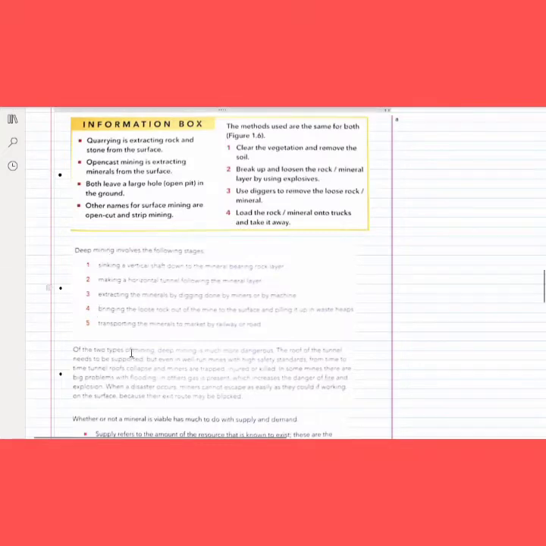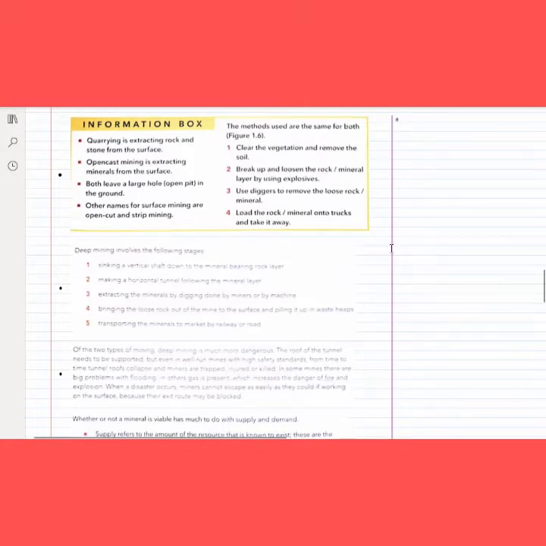So if you talk about deep mining, it's done for minerals that are deep underground, right? So what you're going to do is, first of all, sink a vertical shaft, and following that, you're going to... yes, quarrying and open cast mining both include explosives. So if we talk about deep mining, we have the first idea that we're going to sink a vertical shaft, then we're going to make a horizontal tunnel following the mineral layer. Then we're going to extract the minerals.